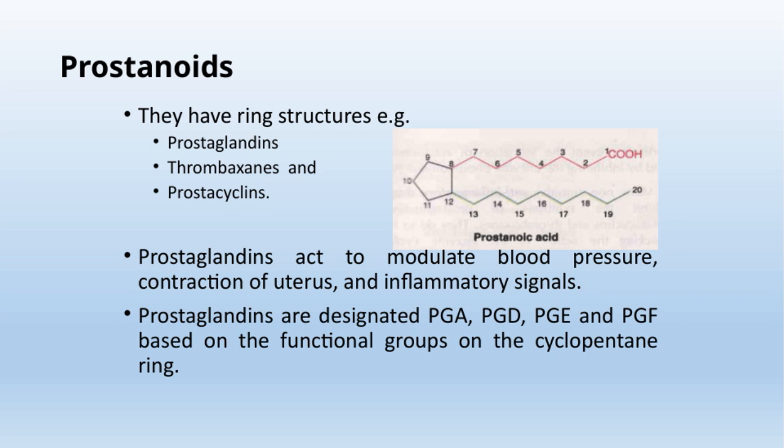These labels depend on the specific functional groups attached to the cyclopentane ring, which in turn determine their particular effects. Understanding these prostanoids helps us appreciate how the body finely tunes processes like blood flow, reproductive functions, and immune responses. It's fascinating how such small molecules can have such broad and vital impacts across different systems.